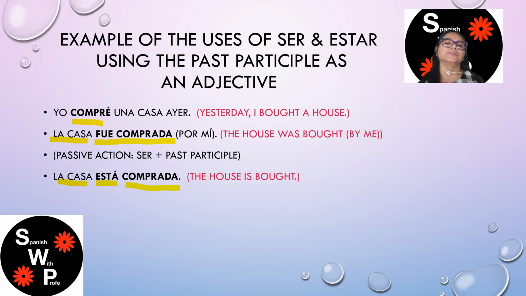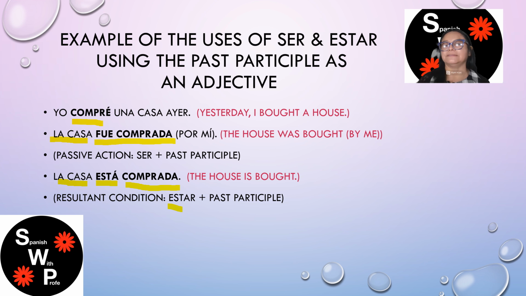Notice the difference between the house was bought versus the house is bought. Okay? So we don't use ser and estar interchangeably. They both mean something else. Sigamos. That's the resultant, a condition. So for that, we use estar plus the past participle as an adjective. So pay attention to both singular, plural, masculine, feminine. So number and gender.